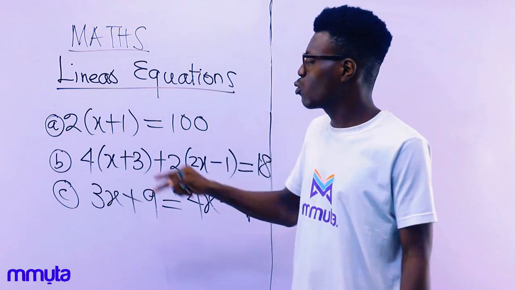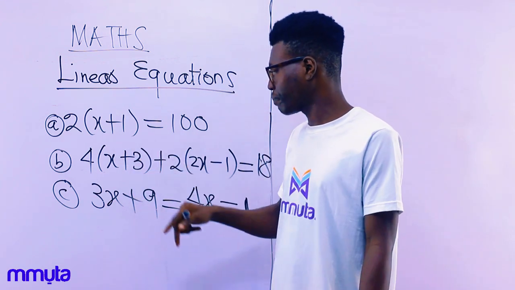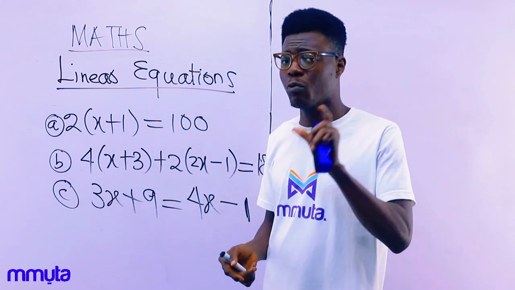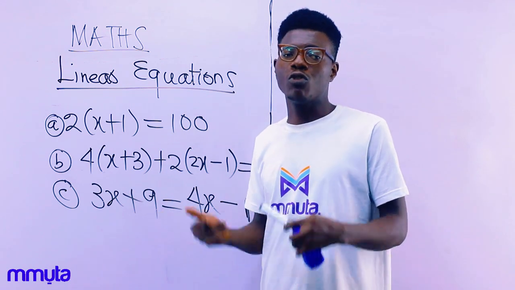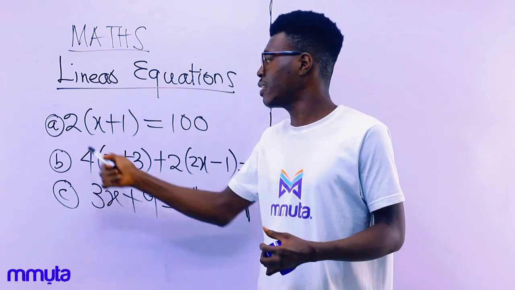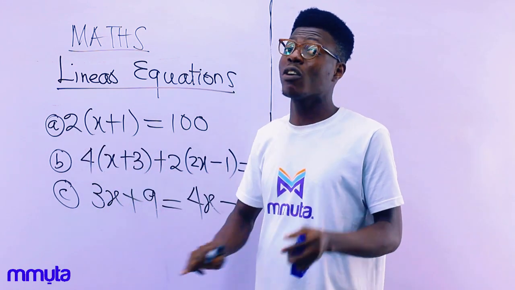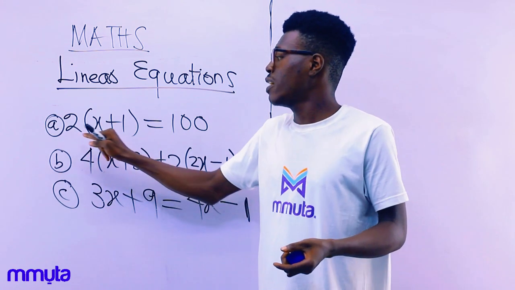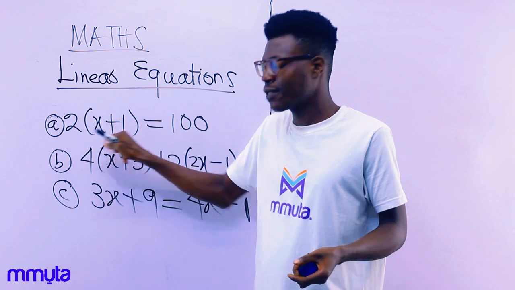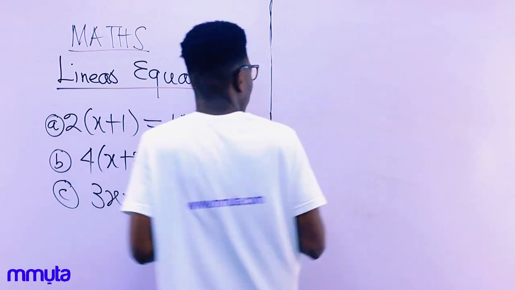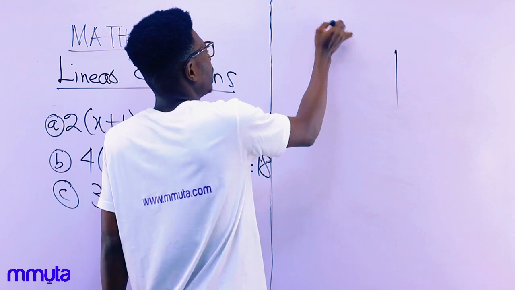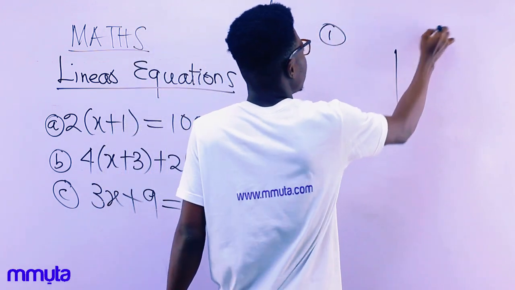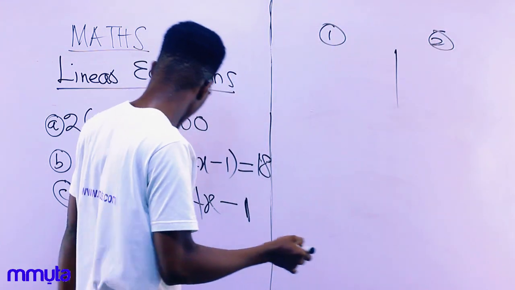Okay, 2 bracket x plus 1 is equal to 100. You have 2 ways of doing this. The first one is by opening your brackets. But if you do not want to open the brackets first, you can say divide both sides by 2, because this 2, as a matter of fact, is serving as a coefficient to x plus 1. So, the first method, let us solve it here using method 1, or you can call it approach 1. This is approach 2.